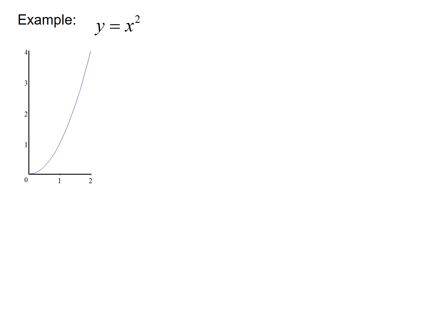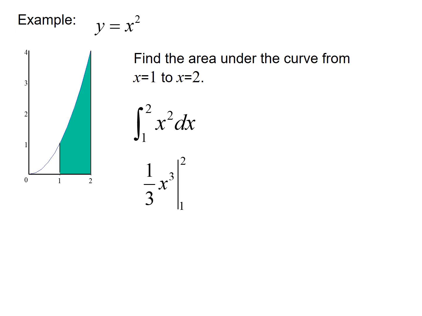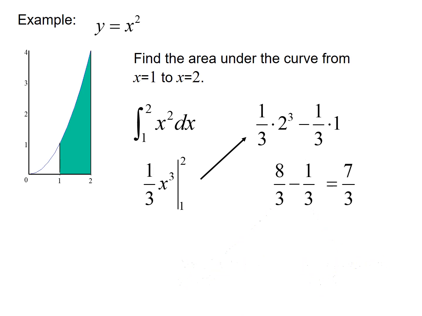So let's take a look at this with y equals x squared. This is something that prior to today we couldn't find the area underneath because we don't have any geometric formula for that. But if we want to find the area from 1 to 2, so the integral from 1 to 2 of x squared dx, well, we take the antiderivative of x squared, that's 1/3 x cubed, from 1 to 2, and we evaluate that at 2 and at 1, and we subtract, and we find that the area underneath that curve is 7/3.